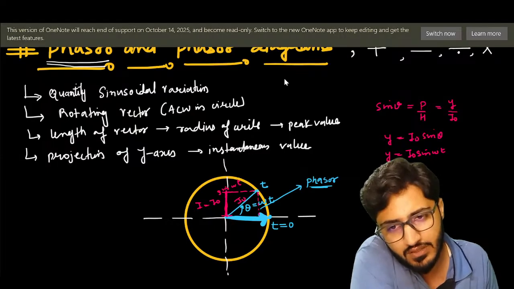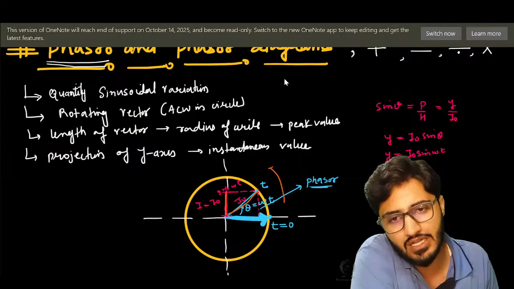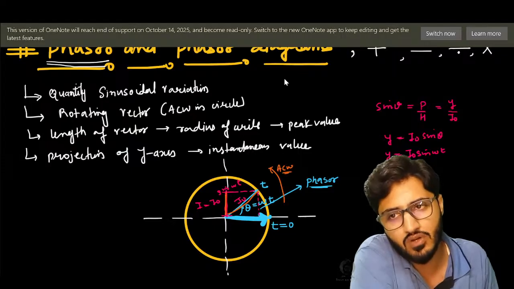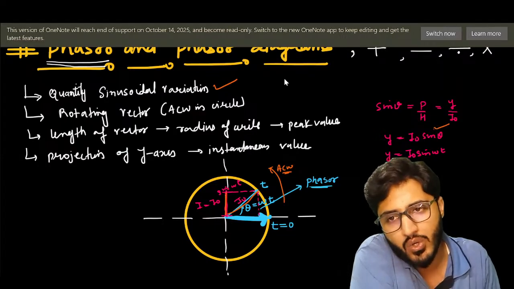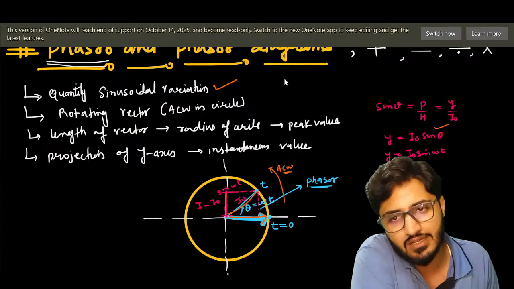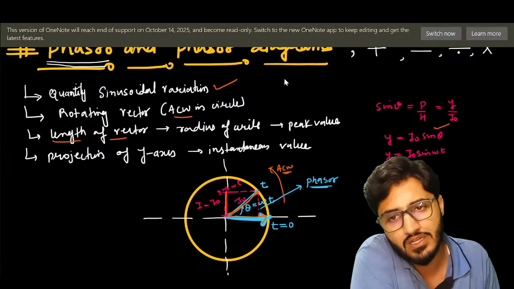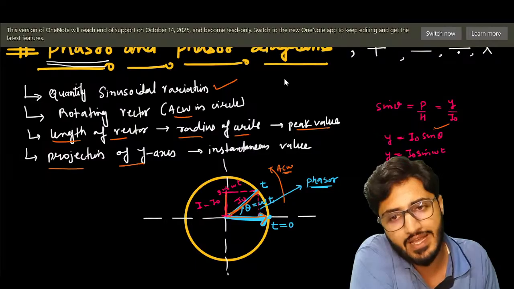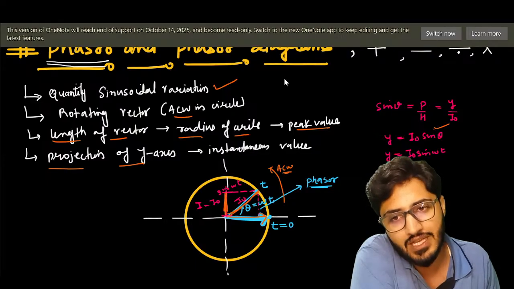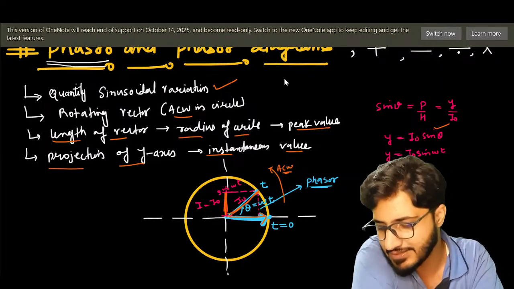This I naught represents your peak value. This I means your instantaneous value. So you are going in an anti-clockwise manner. Look, it is sinusoidal. Second point, rotating vector. Yes, it is rotating anti-clockwise. Third thing, length of vector. It is the radius of the circle, which is the peak value I naught. Projection on the y-axis is the instantaneous value.